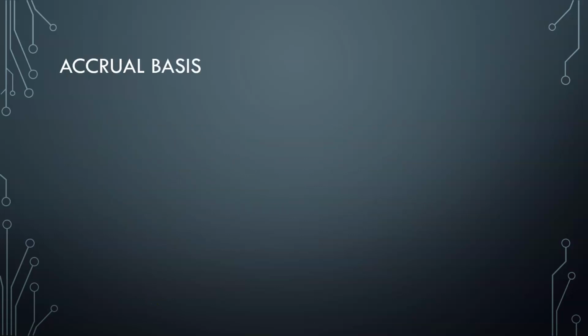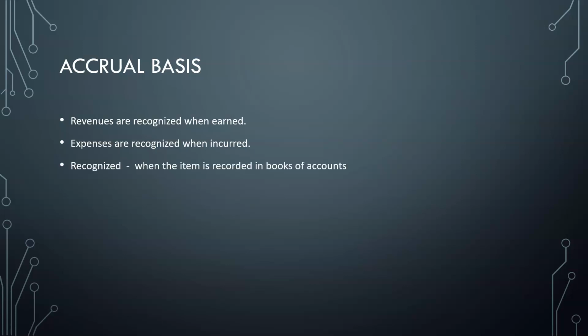Now let's look at the accrual basis. Under the accrual basis, revenues are recognized when earned, and I'll explain what that means in a minute, and expenses are recognized when incurred. Again, we'll look at that in a minute. Recognized, just like before, means when the item is recorded in the books of accounts.